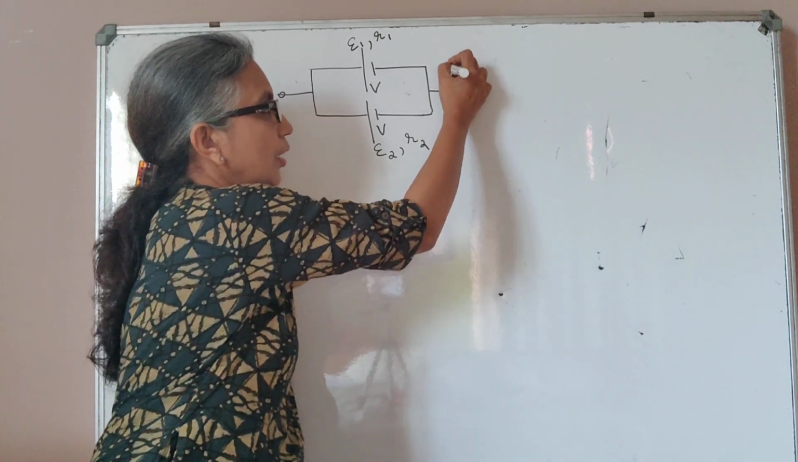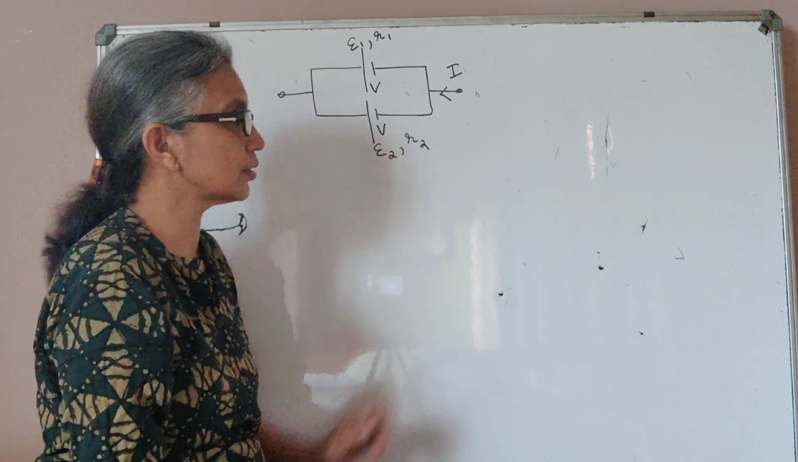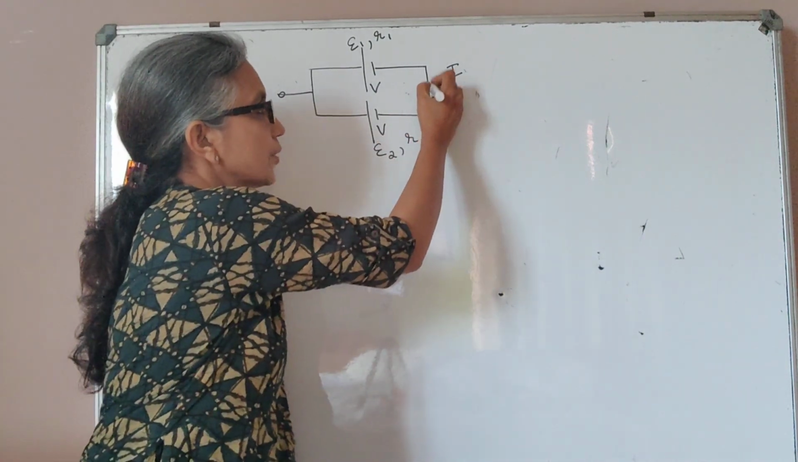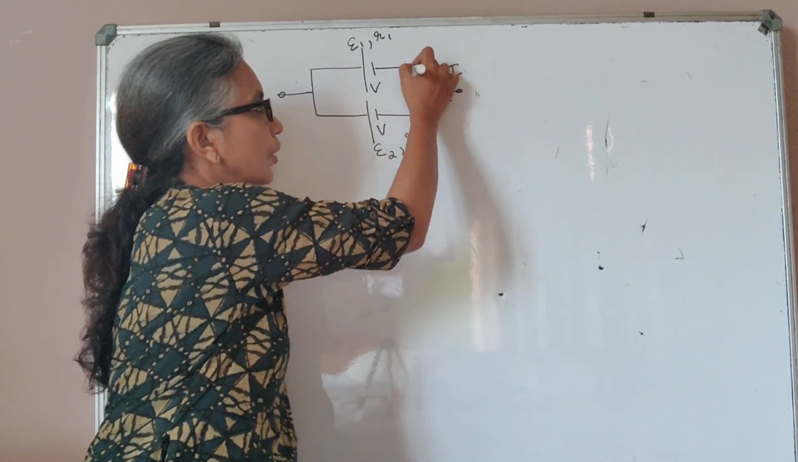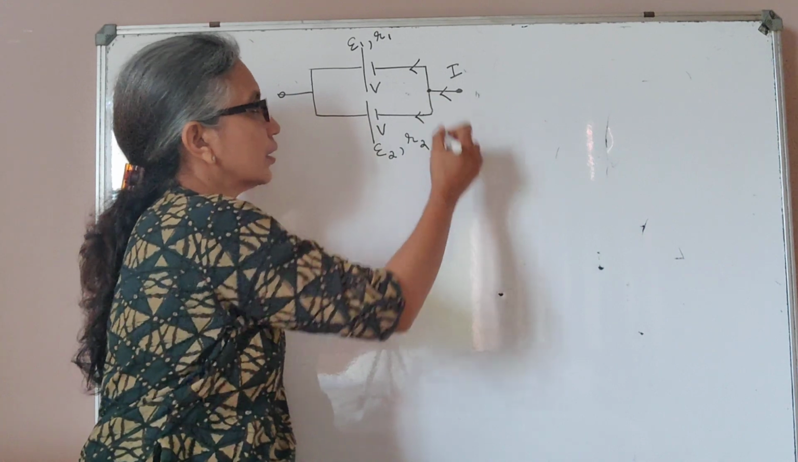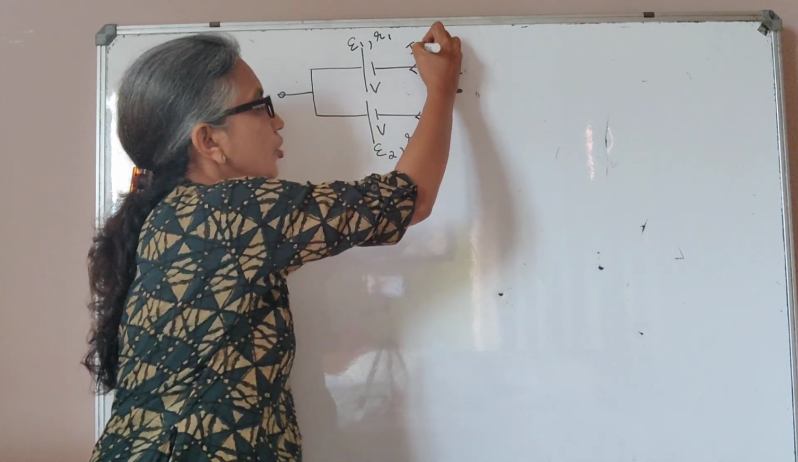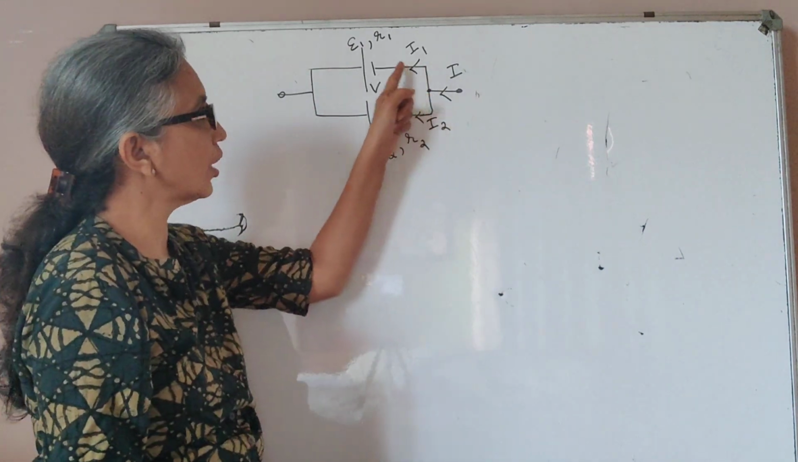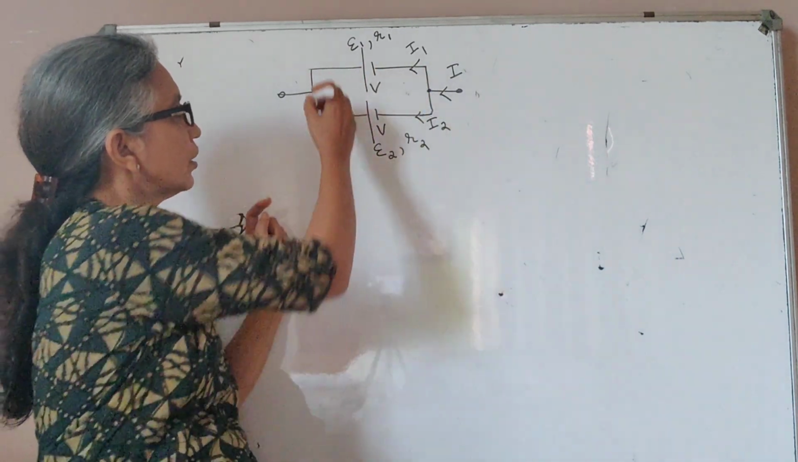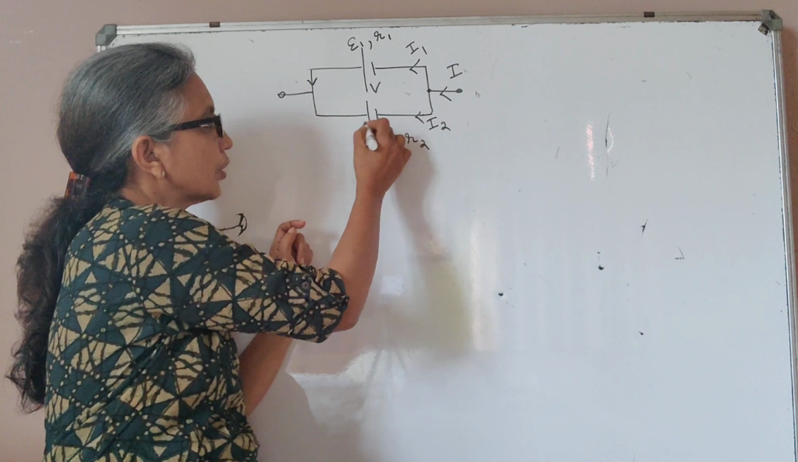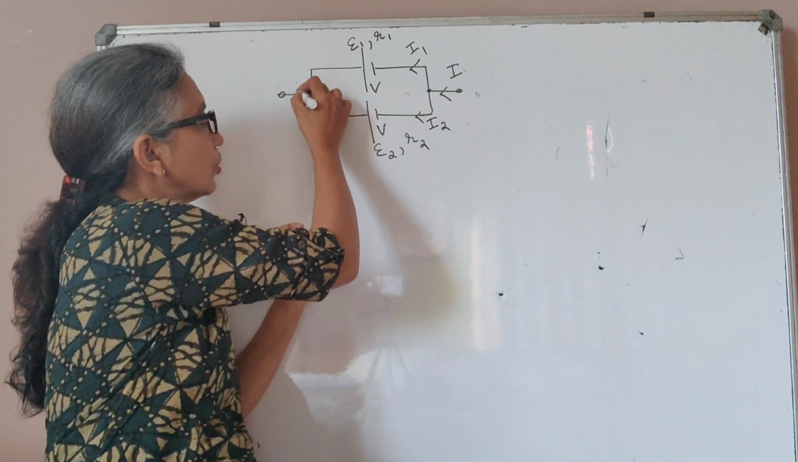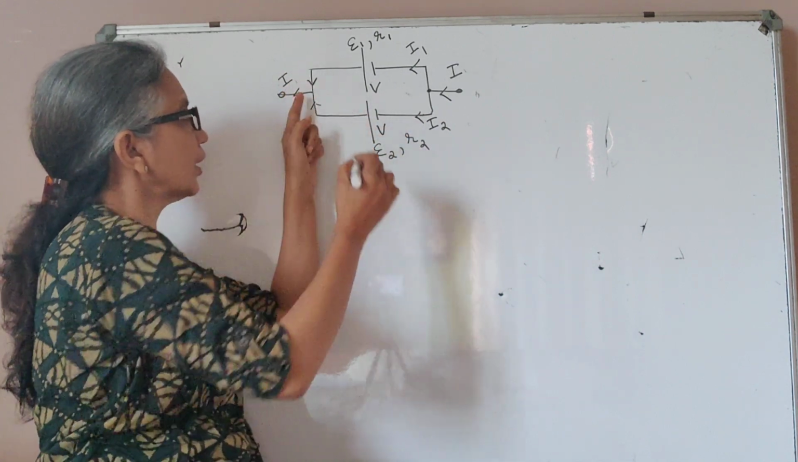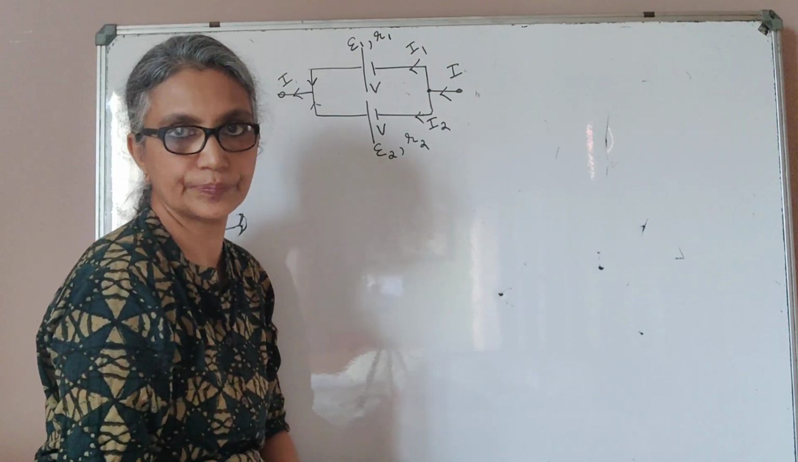A total current I that enters this junction must split into two. One part going like this, the other part entering here. This current I will call as I1, this current I will call as I2. So I1 gets into the cell, comes here as I1. I2 gets into this cell, comes here as I2. Together they will join as I and leave the two cells.